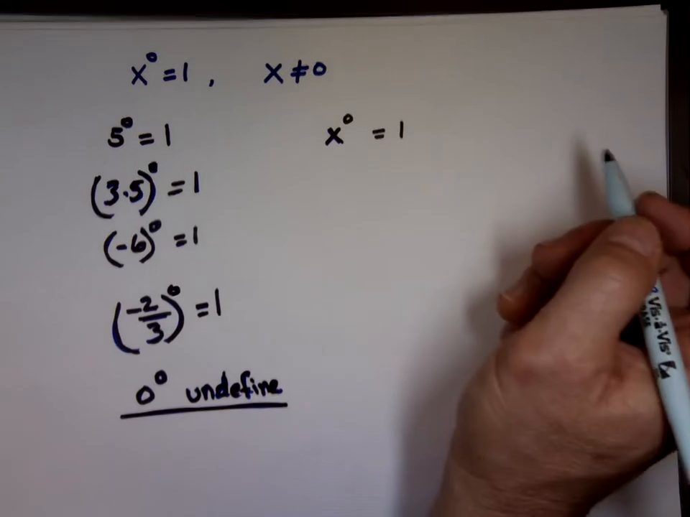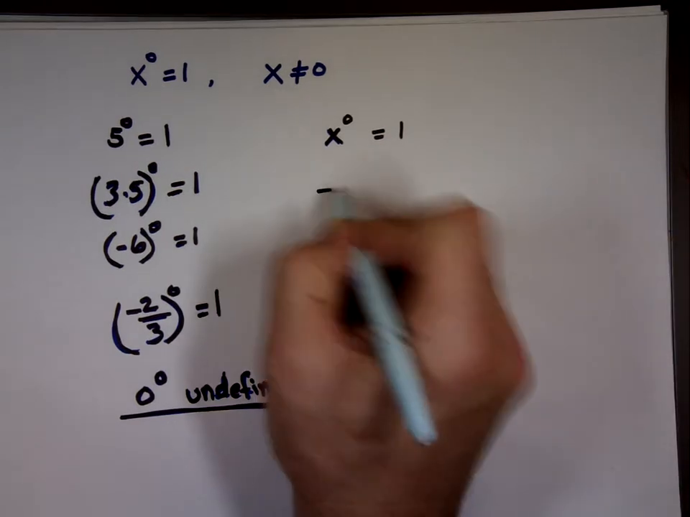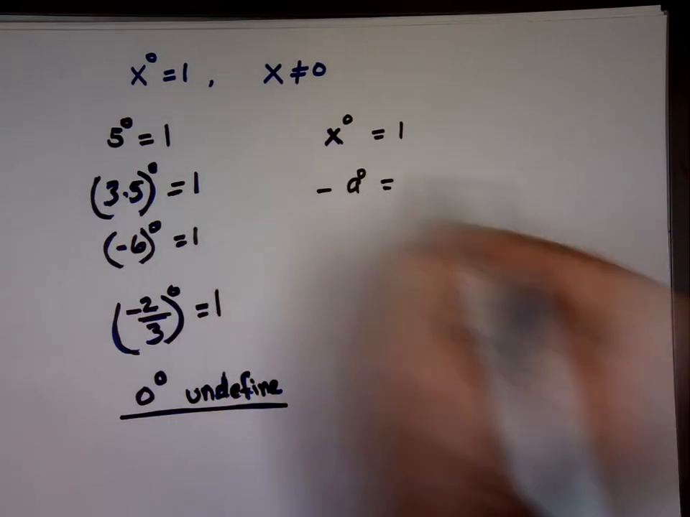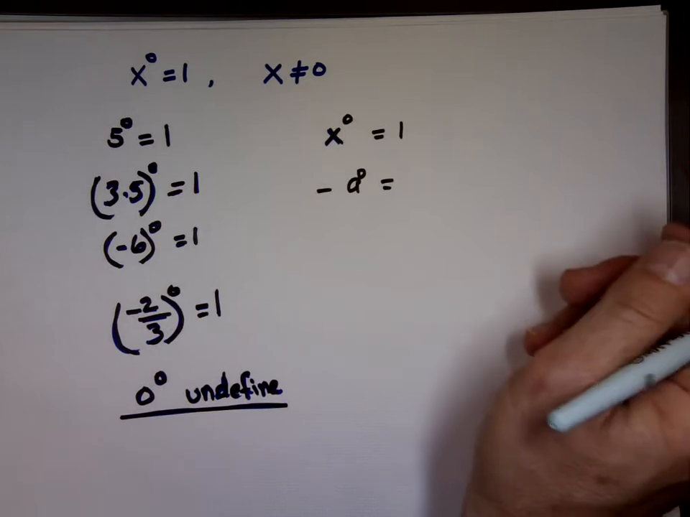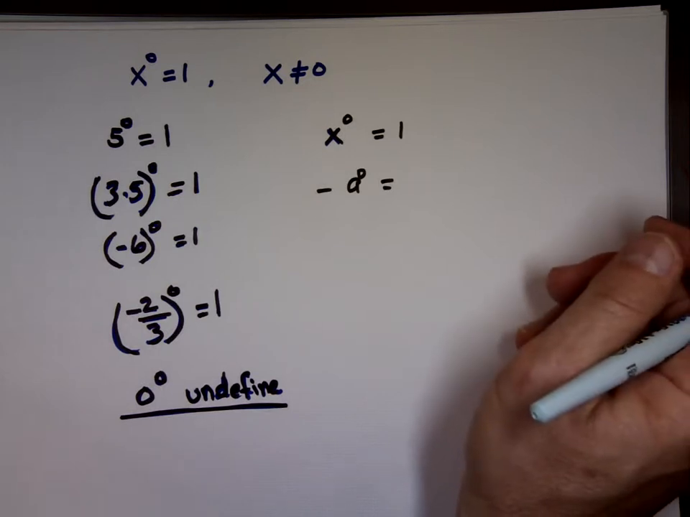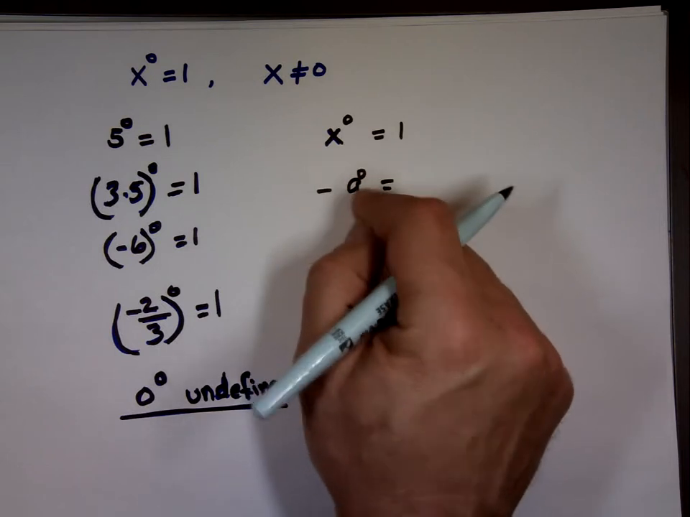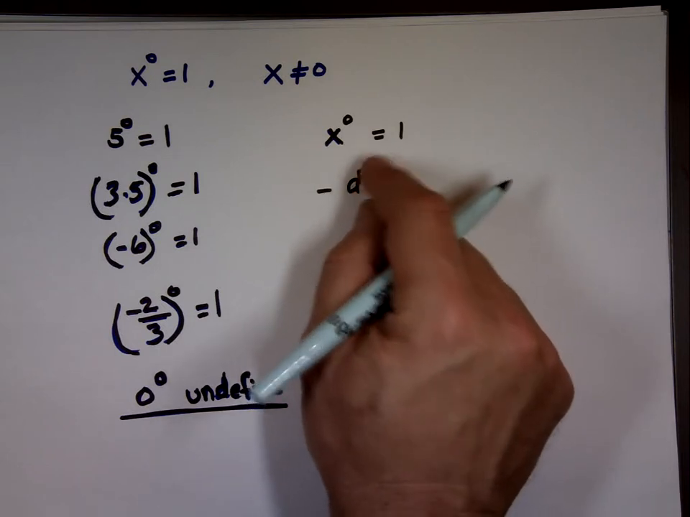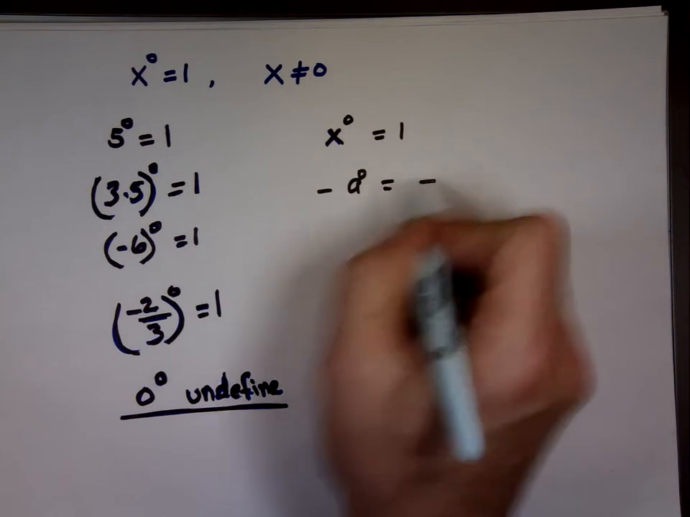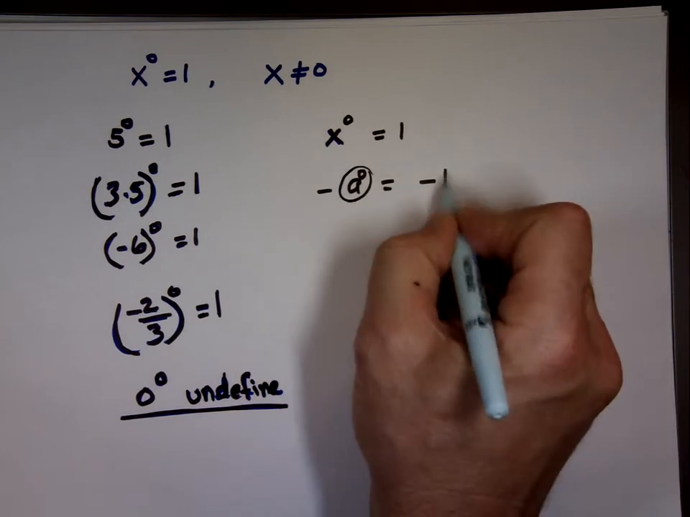X to the 0 is 1. What about negative a to the 0? Try again. Negative 1. Why? Because only a is raised to the 0 power, assuming a is not 0. Only a is raised to the 0 power. So there's the minus, and what is this? That's a 1.